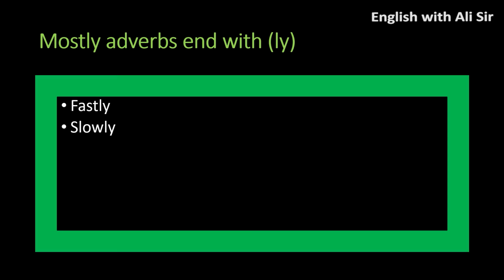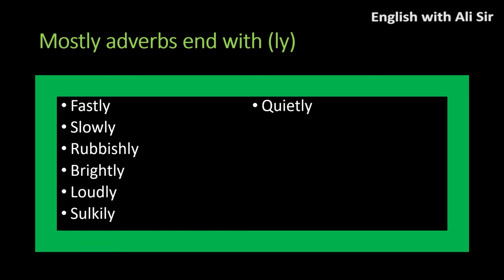So we have to understand the difference. Let's make it easier. Most of the adverbs end with ly, but not every time. Often we can say that adverbs generally or mostly end with ly. For example, falsely, slowly, rubbishly, brightly, loudly, sulkily, quietly, quickly, easily, merrily. So these are some adverbs.